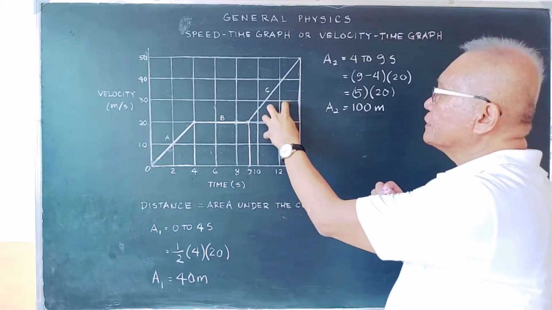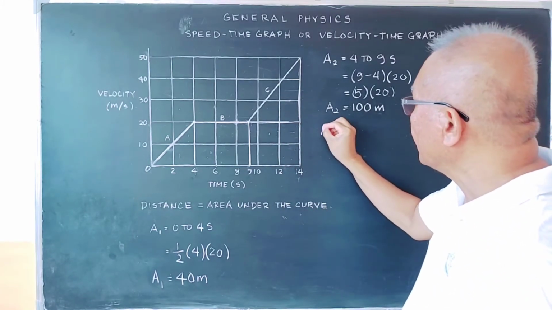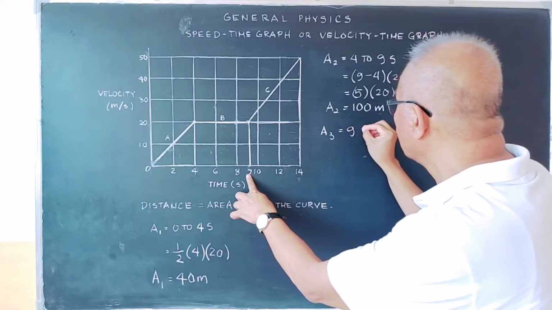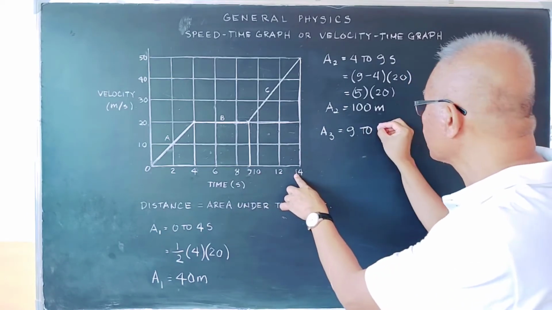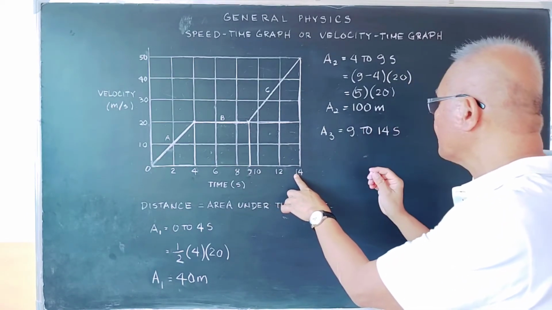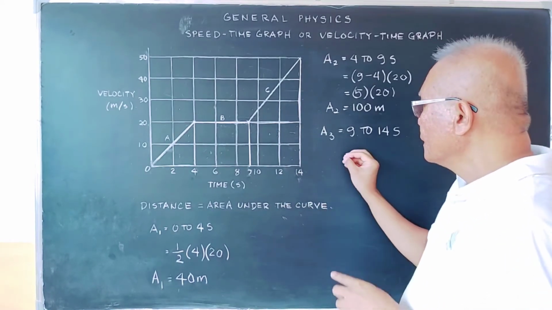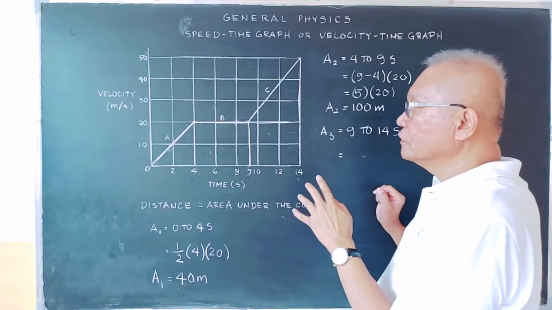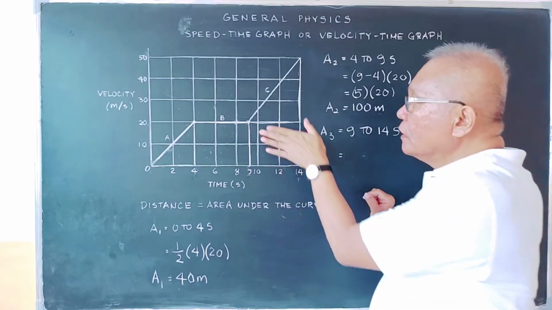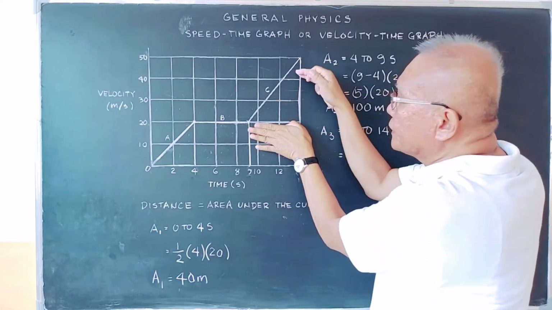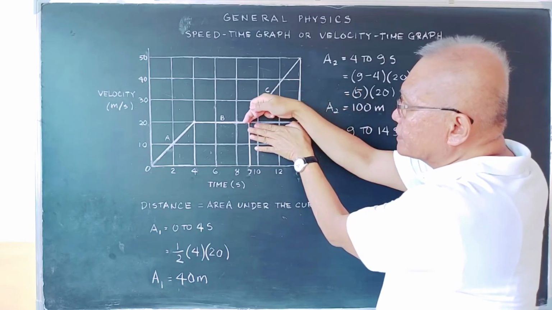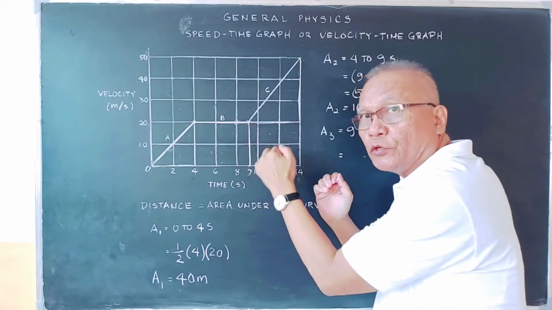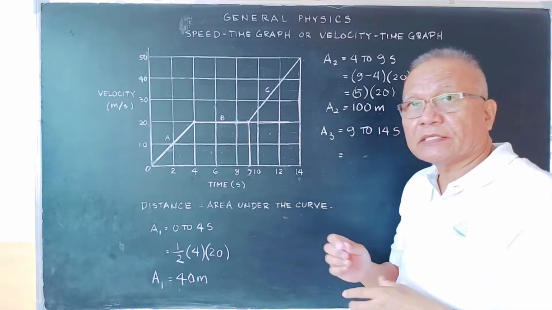Let's have here A3. So for A3, that's from 9 seconds to 14 seconds as the distance traveled by our object. This one, you can still divide into 2. If you don't know the formula for trapezium, you can have the area of this triangle here, just 1/2 this times this, plus the area of the rectangle below. You add them, and the total area will be the distance.